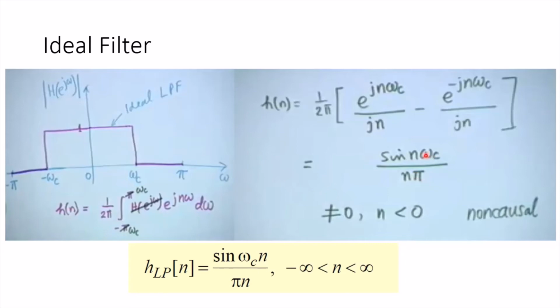If we see, this impulse response is non-zero from minus infinity to infinity, so it is a non-causal impulse response. A causal impulse response must be zero for negative time indexes, but this impulse response is non-zero for negative time indexes, so that's why it is a non-causal filter. Also, this impulse response exists from minus infinity to infinity, which means it is also an unstable impulse response.